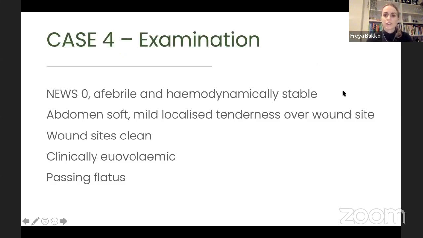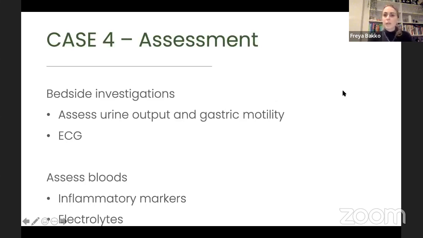So you want to do a couple of bedside assessments, so assess her urine output and assess her gastric motility. You've already asked her about her bowels and she is passing flatus, and make sure you record her fluid balance, record an ECG, and assess her most recent bloods for any rising inflammatory markers or any electrolyte disturbances. Make sure she doesn't have an AKI postoperatively, so check her creatinine and her urea. You might want to do some new bloods, but her main complaint here is postoperative nausea.